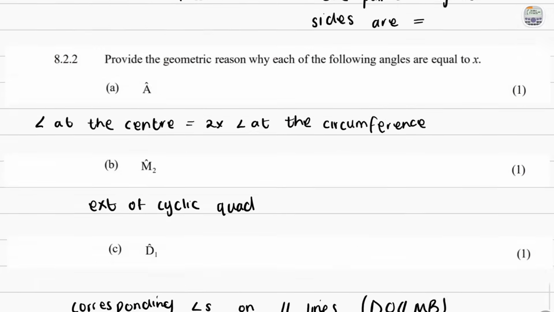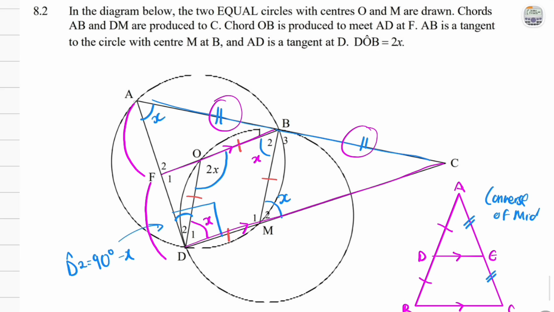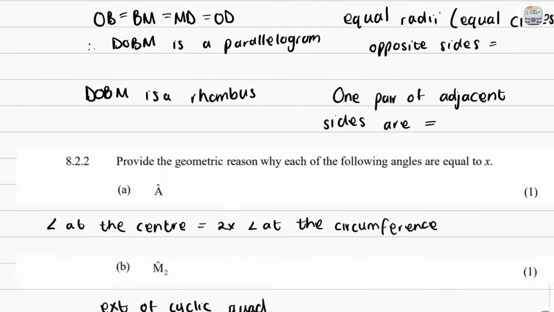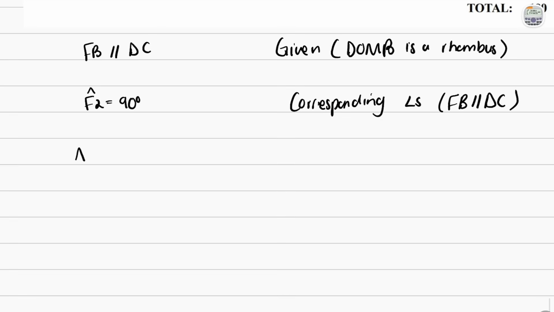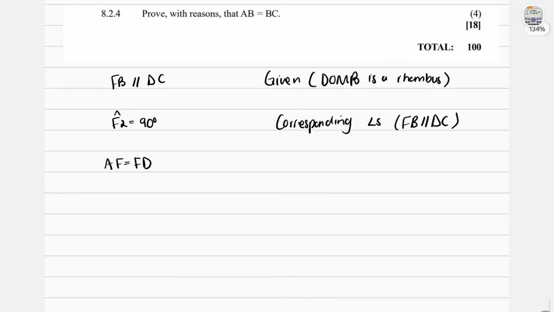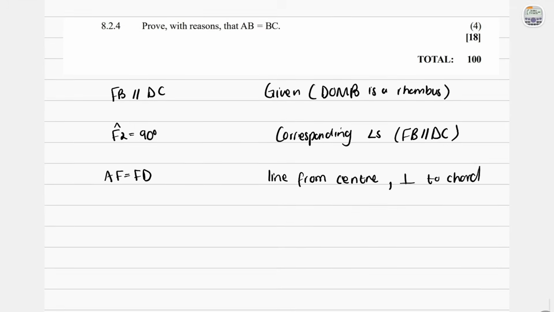Okay, now that we have that, we can finally conclude that AF is going to be equal to FD. So the line drawn from the center of the circle, perpendicular to the chord, because we can see F2 is 90 degrees, okay? Perpendicular to the chord, what does that line do? It bisects the chord. So that would conclude that AF is equal to FD. And we can say that AF equals FD, and our reason is that line from the center of the circle, perpendicular to the chord.